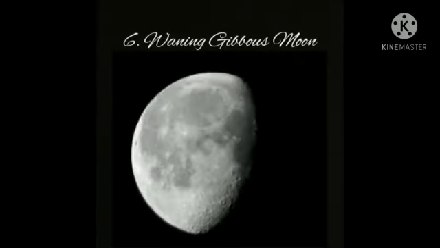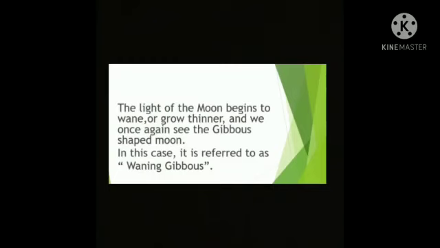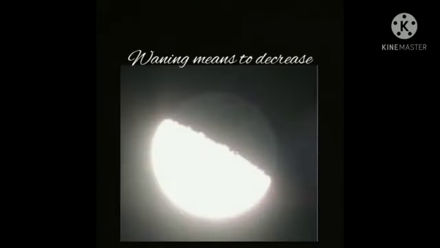The next phase is waning gibbous moon. The light of the moon begins to wane or grow thinner, and we once again see the gibbous shaped moon. In this case, it is referred to as waning gibbous.